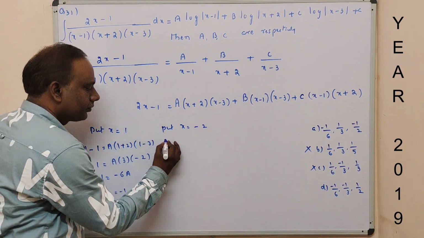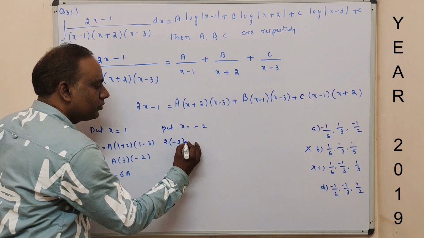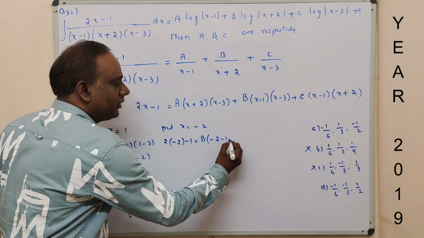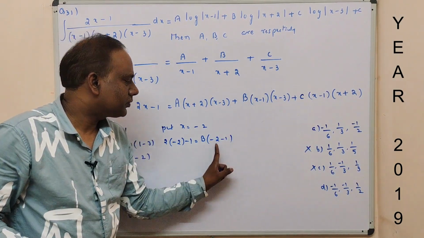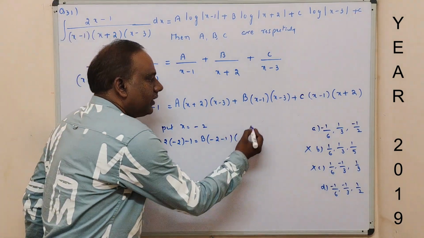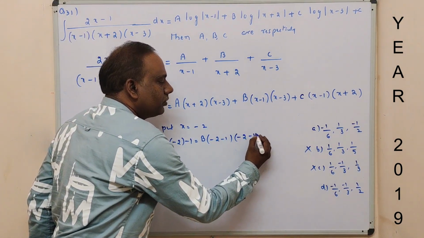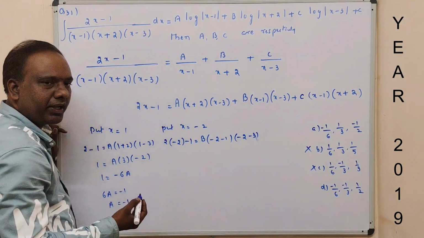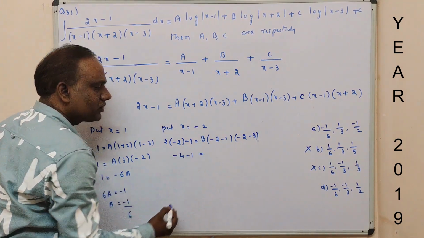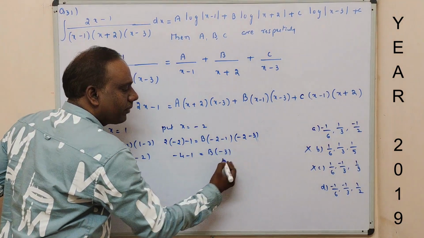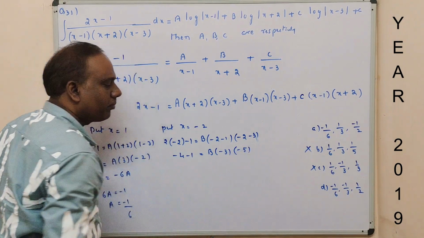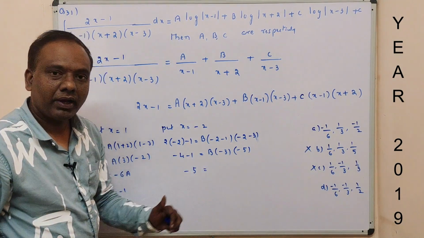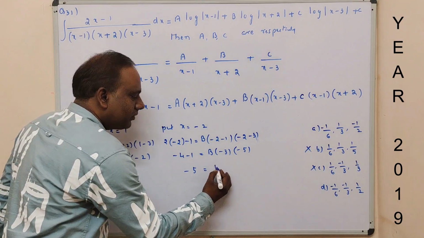So 2 into x value, which is minus 2, minus 1 is equal to b into minus 2 minus 1. That means in the place of x, I substitute minus 2 and minus 1. Here also in the place of x, you substitute minus 2 and it is minus 3. Now, 2 into minus 2 is minus 4, and minus 1 gives minus 5. Here b into minus 3. So minus 5 is equal to, minus into minus is plus, 5 3 is 15b.